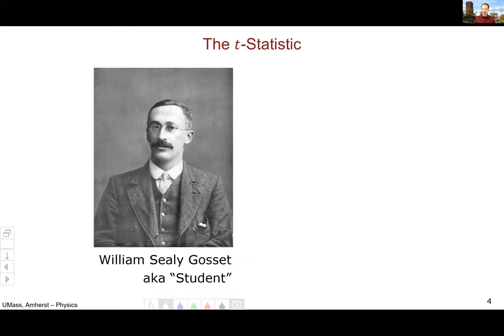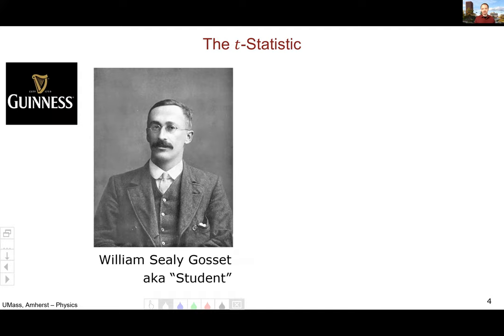And the reason he published it under the name Student is that his employer, the Guinness Brewing Company, didn't want their researchers to publish under their actual names for trade secrecy type considerations. And William Gosset was interested in the quality of beer with very small samples. And that's where he really got into developing this t-statistic.